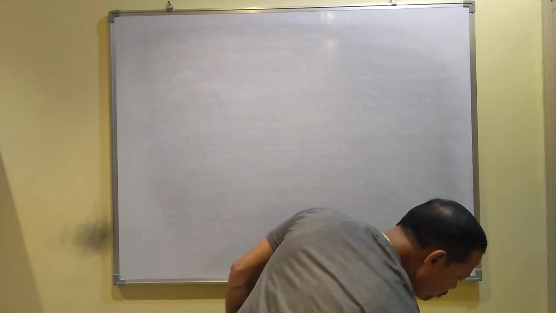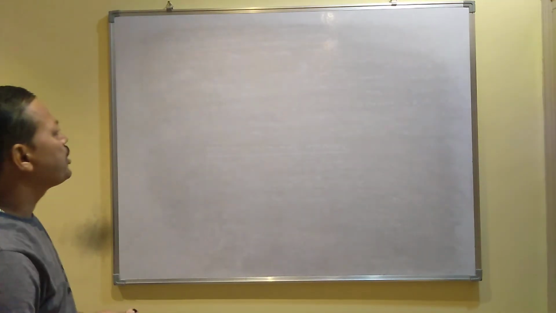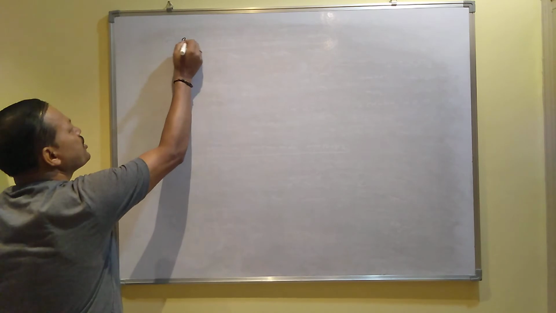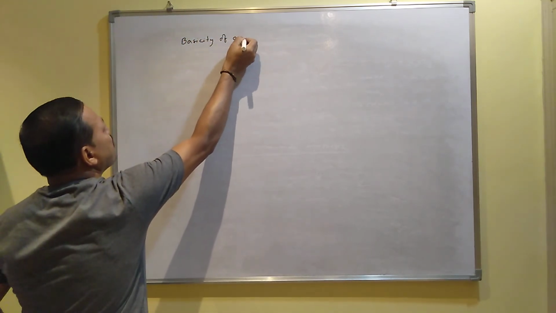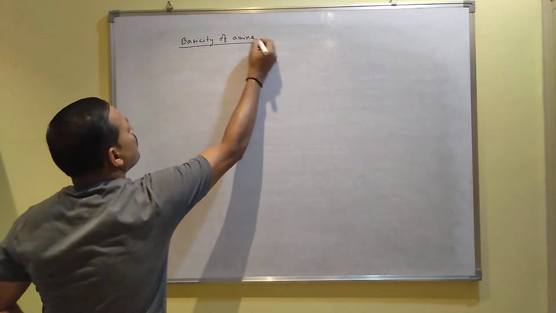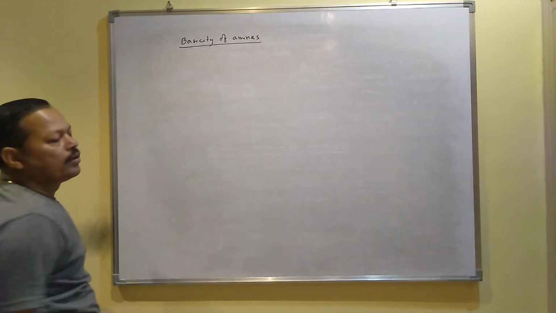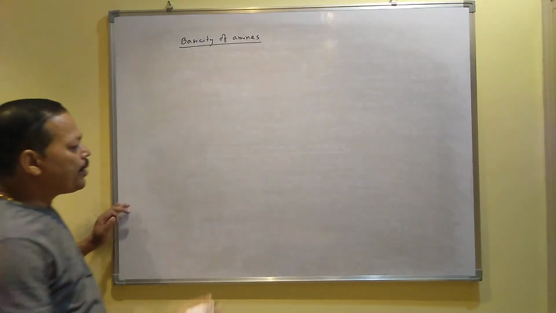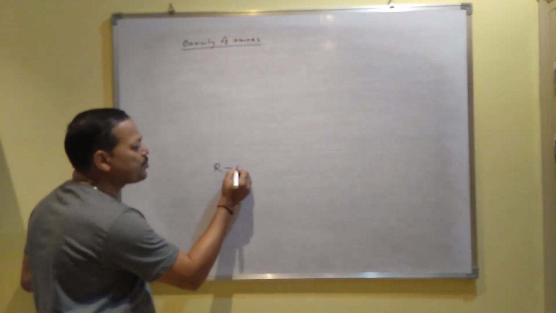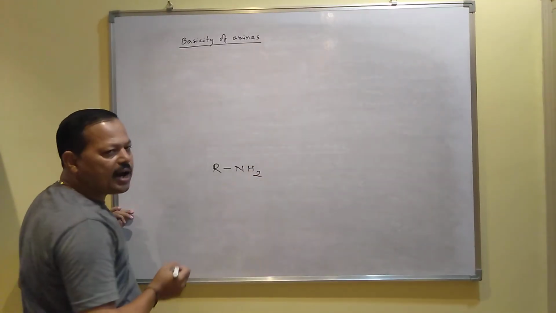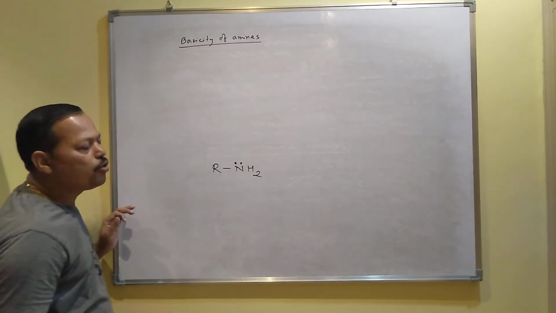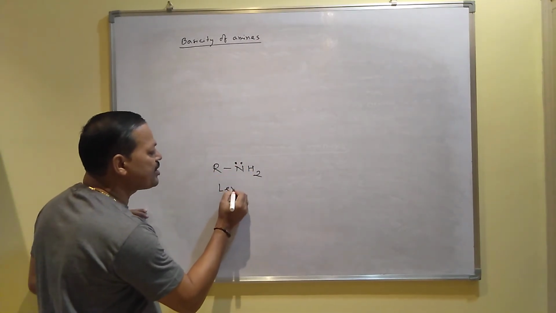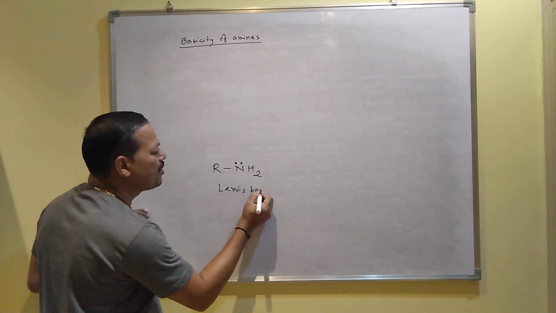Now we will move to the properties of amines. We will start with basicity of amines. Amines are basic in nature. Why are amines basic? Because as you know, the general formula of amines is RNH2, and nitrogen contains one lone pair of electrons. Due to the presence of the lone pair of electrons, it acts as a Lewis base.